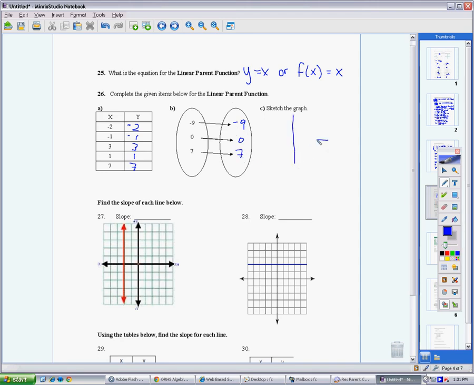Sketch the graph. So here's my x and y axes. It's a 1-to-1 correspondence. So starting at 0, my x's equal my y's, and it's going through the center.